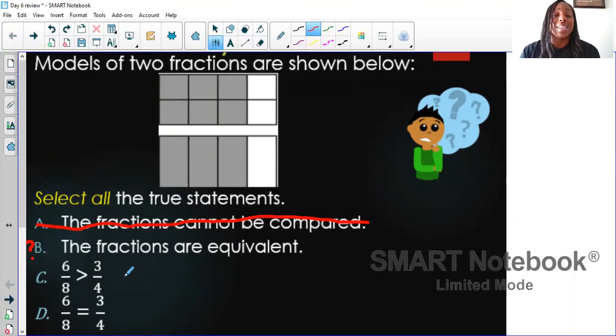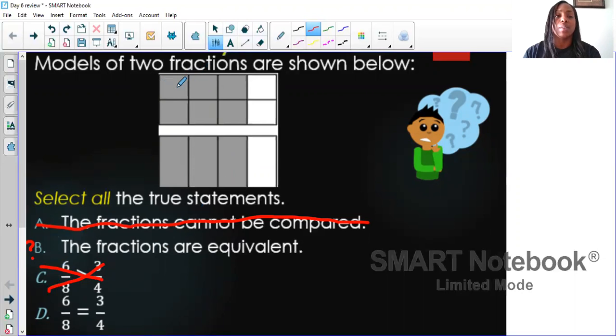It says 6/8 is greater than 3/4. If I take a look up here, this box I'm guessing represents 6/8. And it looks like it's the same amount of space as down here, and that's supposed to be 3/4. So guess what? Can the choice be C? Cross it out. Now let's take a look at D.